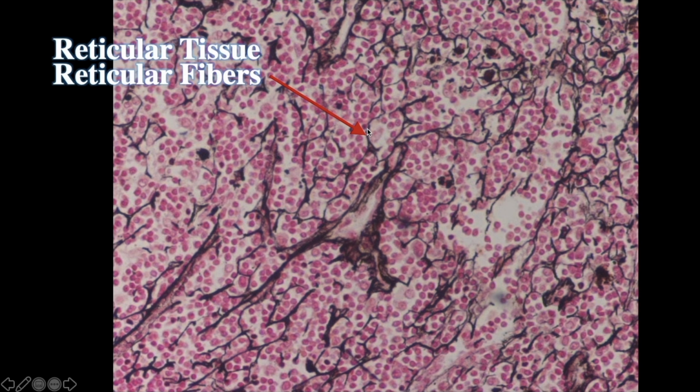And you have white blood cells. Where do you find reticular tissue? You can find reticular tissue in the spleen, lymph nodes, red bone marrow. That's where you would find this stuff. These are all lymphocytes here. Okay, so that's reticular tissue.